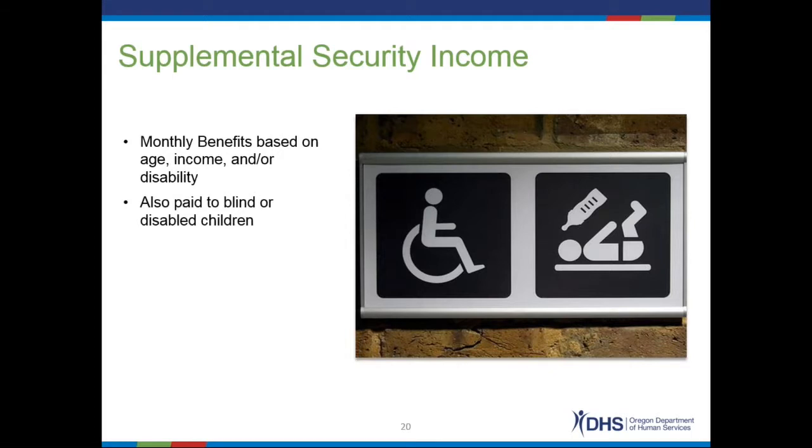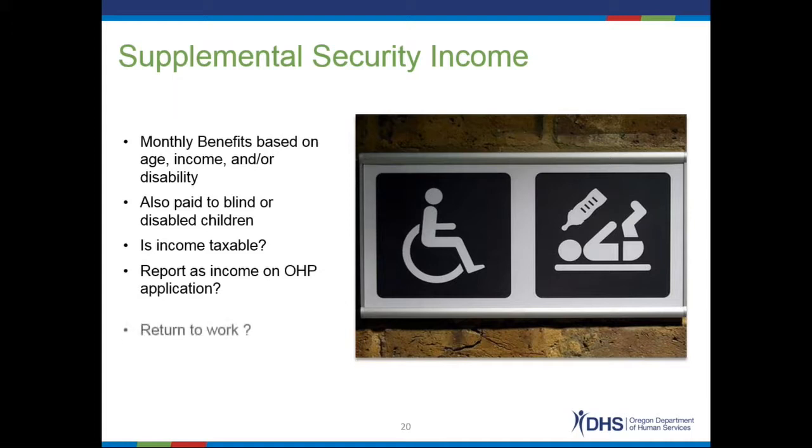SSI is also paid to blind or disabled children. So most of our clients that we see on SSI are over 65, but it's also available to children. Is the income taxable? We're going to look at that. We're going to look whether we should report it as income on the OHP application, and whether you can return to work and still collect SSI.